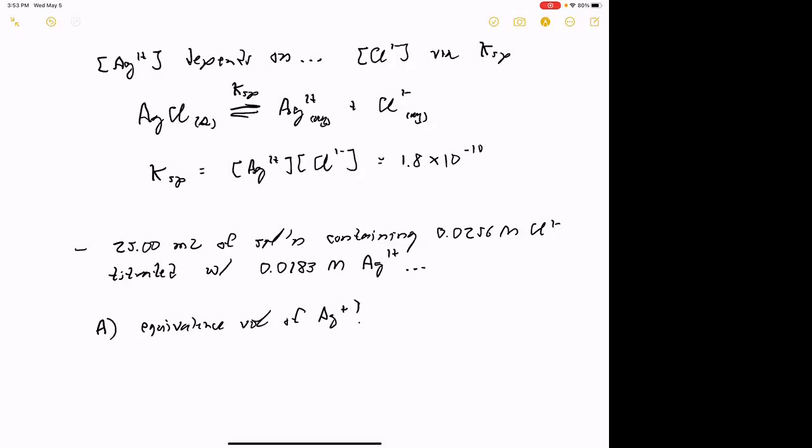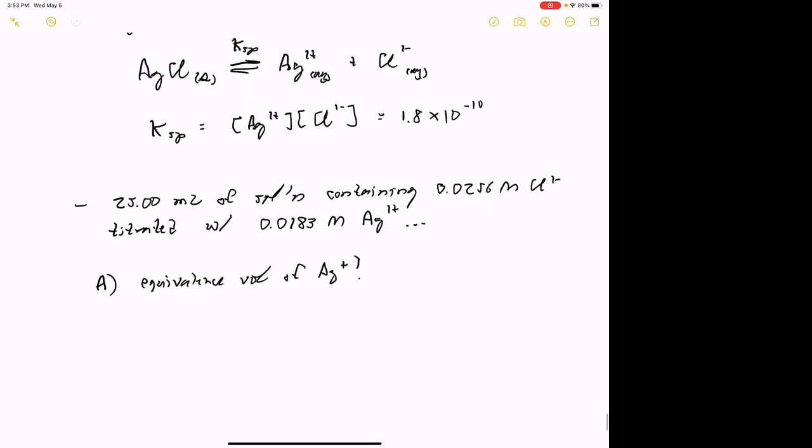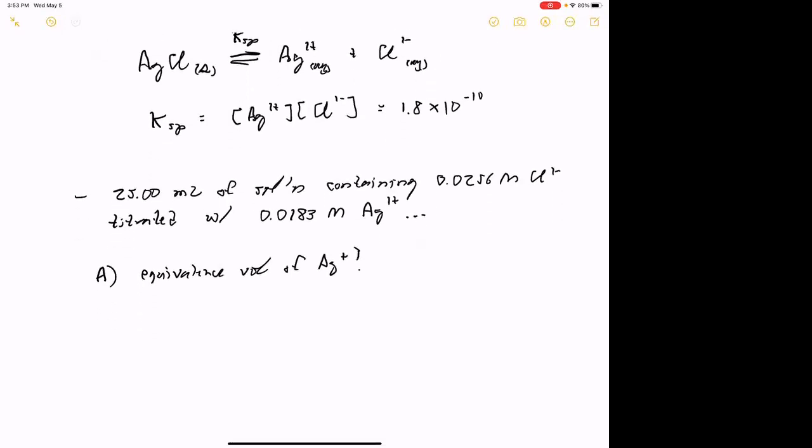All right, so we know how to do that, right? That's just basically a mole-to-mole relationship based on our KSP reaction that I wrote up there. So we're going to start out with our volume of the chloride, because why do we start there? Well, because we know the concentration of the chloride and we know the volume of it. If I have volume and concentration, I can get to moles, can't I?